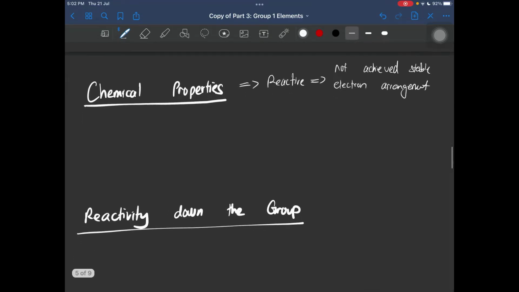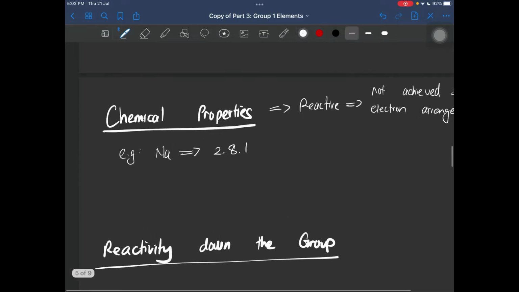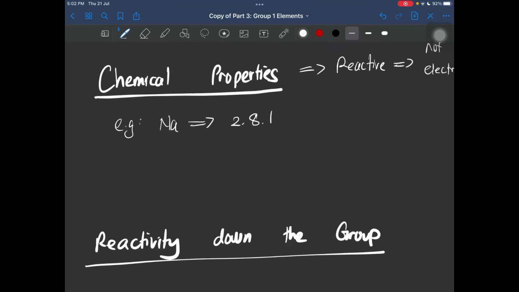stable electron arrangement, right? For example, let's say we have sodium. Sodium has 11 protons, meaning it has 11 electrons. So the electron arrangement is 2.8.1, right? If we look at the electron arrangement, we know that it has 1 valence electron. All group 1 elements have 1 valence electron. And because it has 1 valence electron, it has not achieved stable electron arrangement.